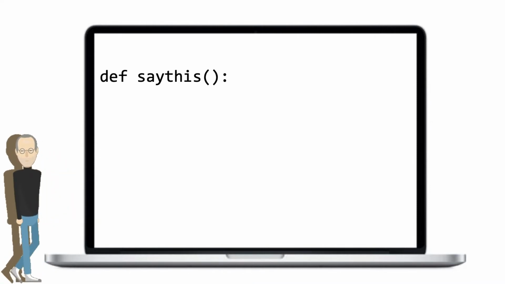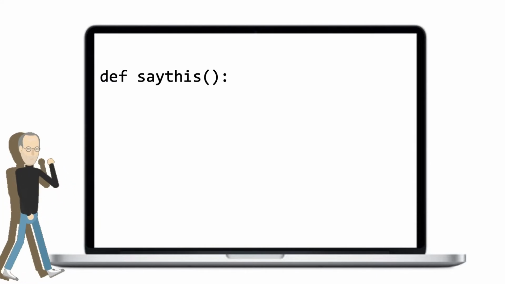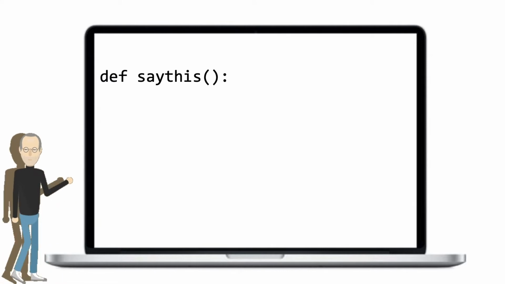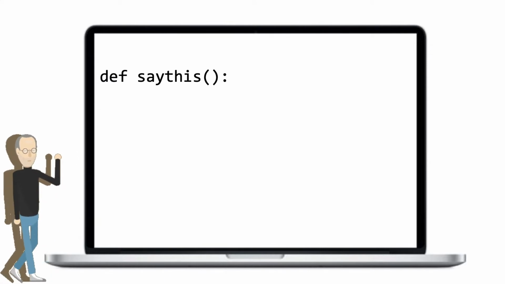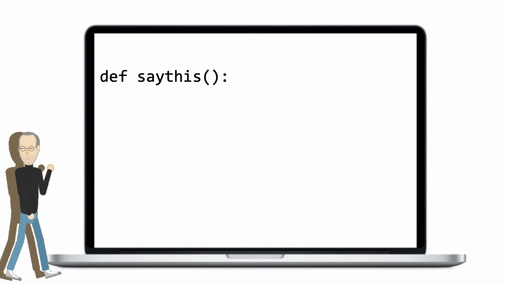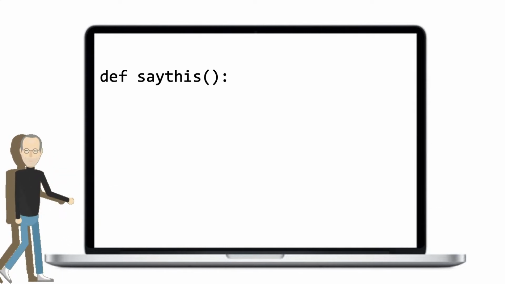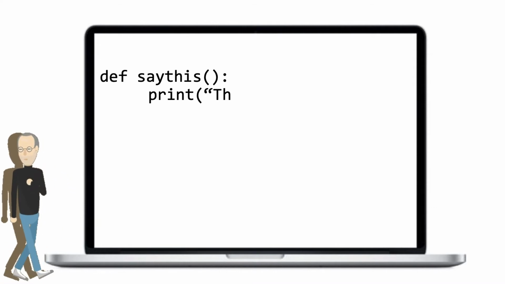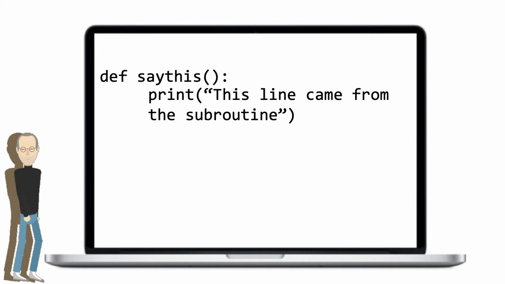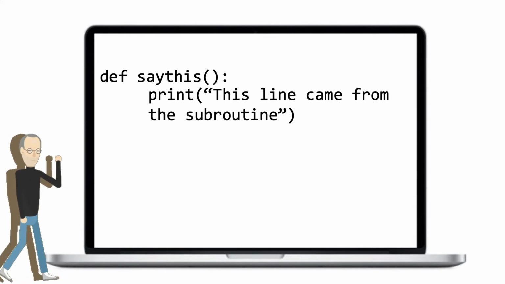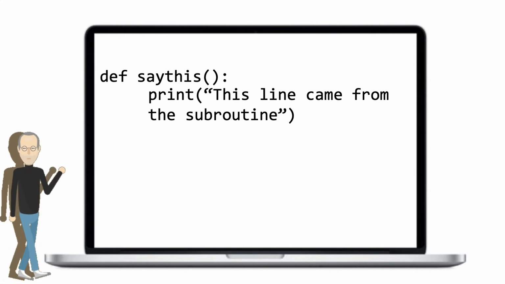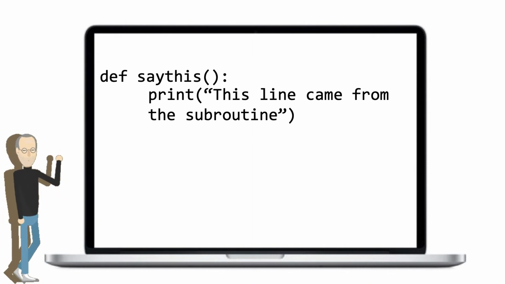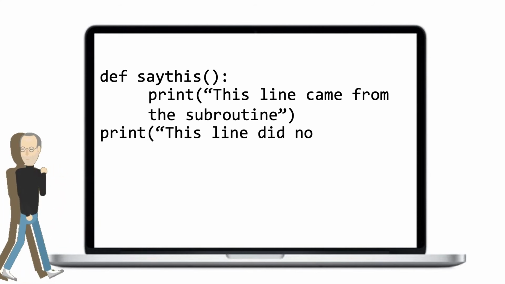So here's a deeper look at declaring a subroutine in Python. Here you can see we declare our subroutine name in that first line. DEF standing for define. And I'm calling my subroutine say this. You can name your subroutine anything you want. We then put in our instructions indented underneath. So in this case, I have put print, this line came from the subroutine. Okay. We then unindent to declare the end of our subroutine and carry on with our program.